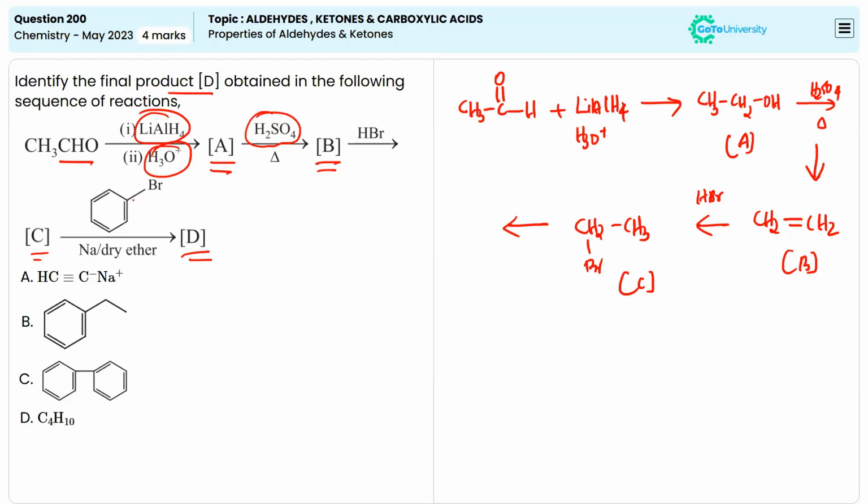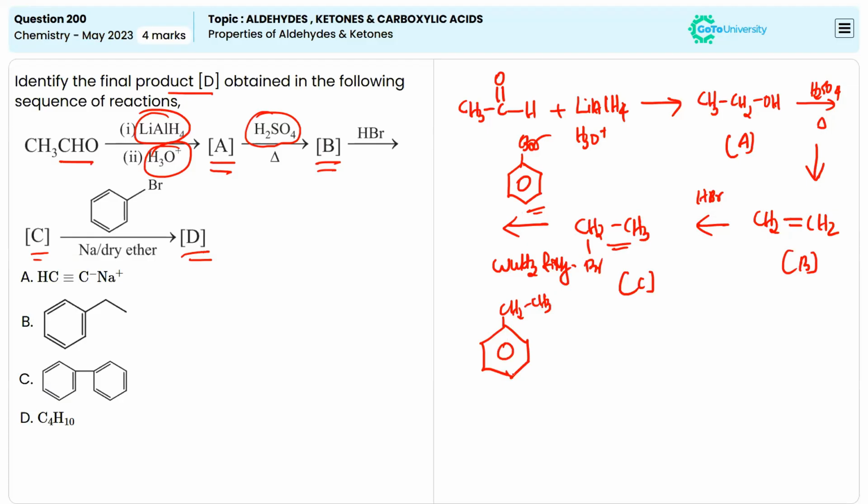Now this bromoethane is reacting with bromobenzene. When bromoethane and bromobenzene react together, you get another product because this reaction is the Wurtz-Fittig reaction. As a result of the Wurtz-Fittig reaction, you get the product which contains both hydrocarbon parts combined together. The benzene ring from the bromobenzene and the ethyl part from the bromoethane combine together and produce the benzene ring with CH2CH3 here.